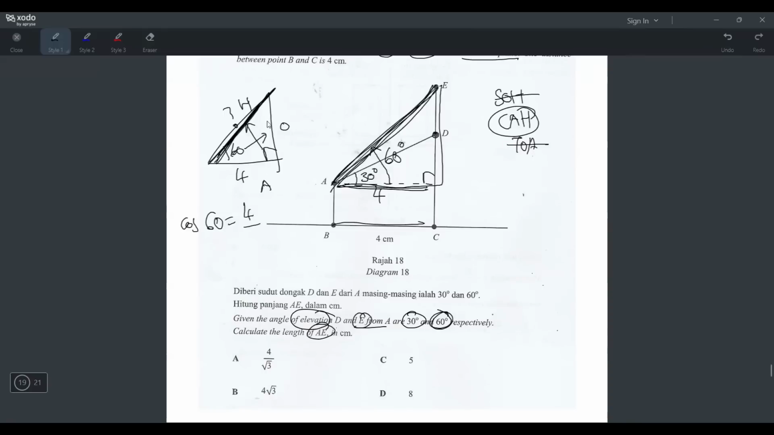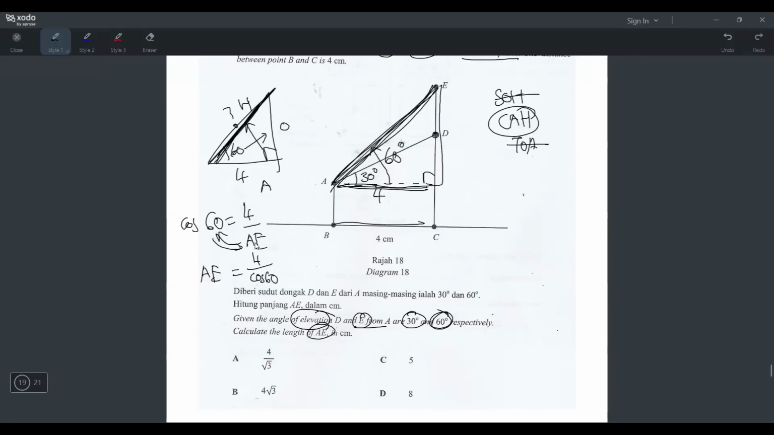Adjacent is 4 lah. And then hypotenuse is what you want to find. So just call it AE lah. Because AE is the line, right? Okay, macam mana nak cari AE? First kita tekan, okay, ini sebenarnya boleh tukar tempat. AE hantar atas jadi darab, and then cos 60 move down jadi bahagi. So become like this, right?